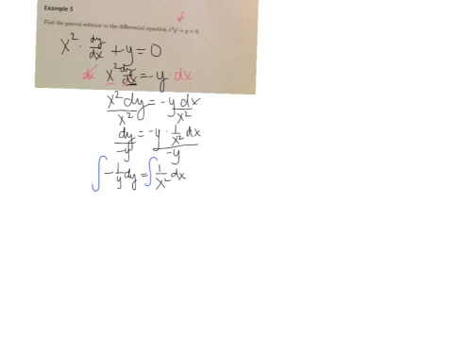So this negative kind of bugs me. I'm going to pull it in front. And what has a derivative of 1 over y? That's going to be natural log of the absolute value of y. What has a derivative of x to the negative 2? That's going to be negative 1 x to the negative 1 plus c.